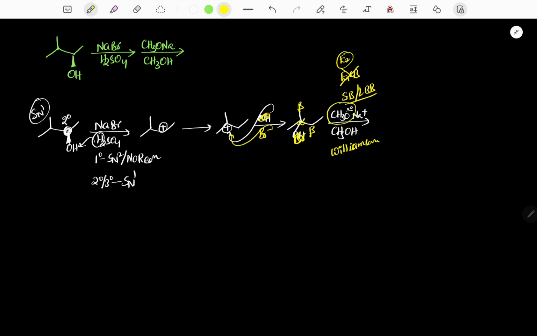In the Williamson, because of the strong basic nature, we expect SN2 and E2, and we know that one of the reactants is tertiary, therefore E2 is major. So the SN2 product looks like this. It is the SN2 product.